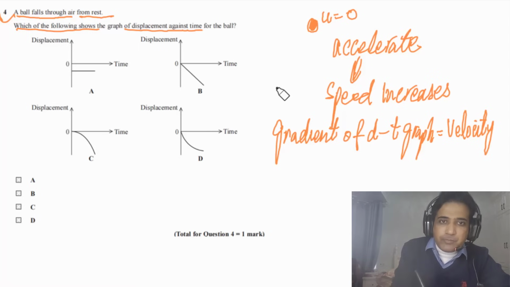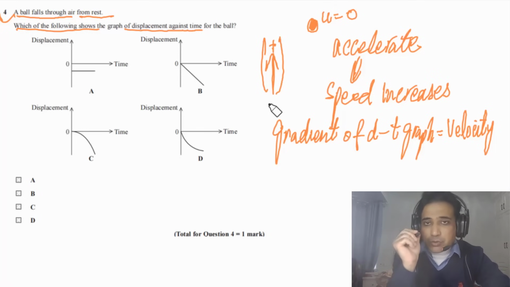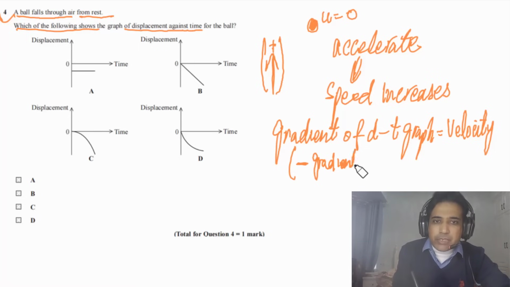By convention, we take up as positive. As this ball is falling down, its velocity is negative, so the gradient has to be negative. And as the speed is increasing, the gradient has to get steeper and steeper. So the gradient has to be negative and increasing.